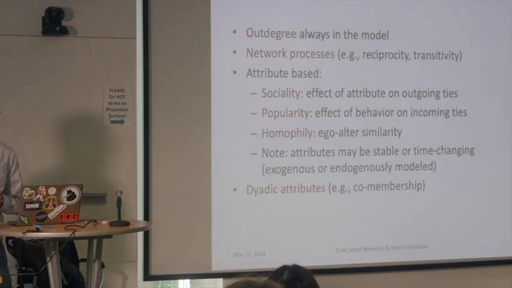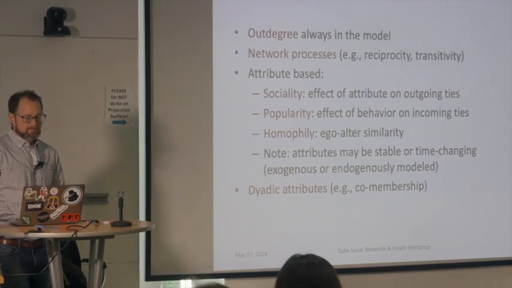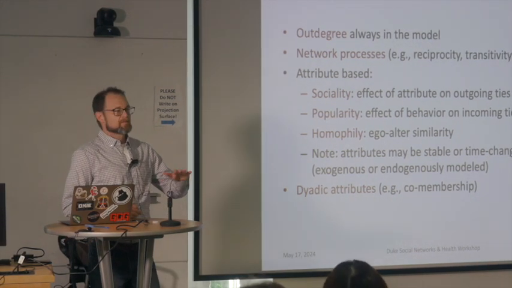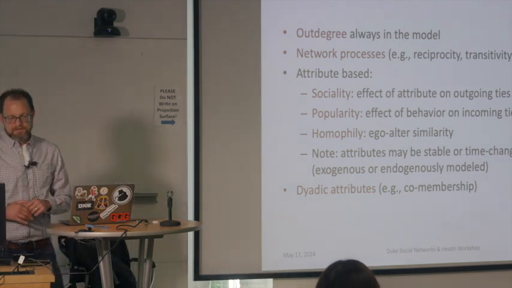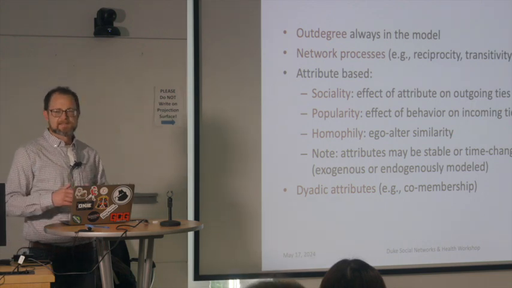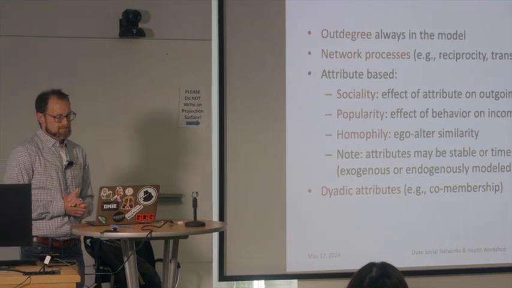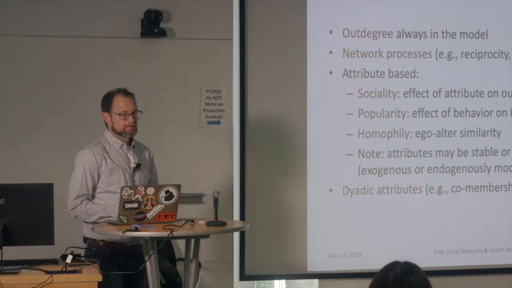Okay, so what kind of effects do we include in the model? These are just some of the most common ones. Out degree, to control for the fact that ties are costly. You can think of out degree as an intercept in a model, to keep the probability of a tie aligned with what we observed, so we don't have networks that explode with ties or have too few ties. Then network processes like reciprocity and transitivity.